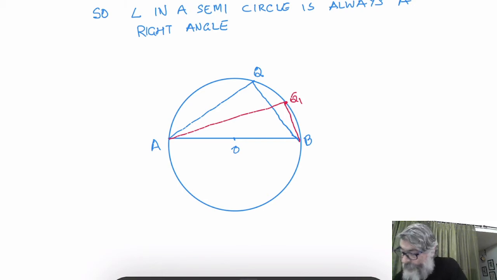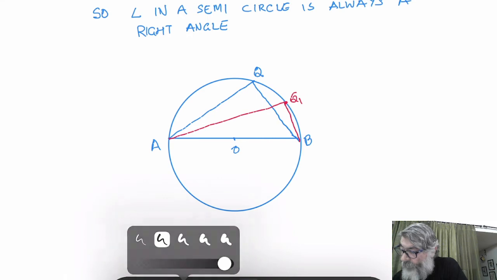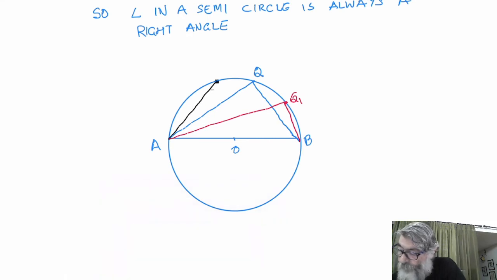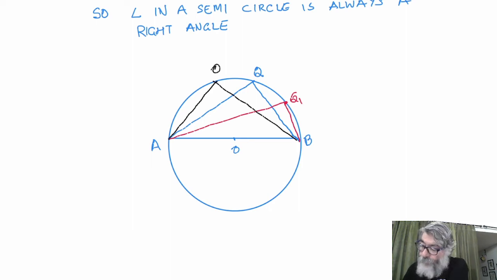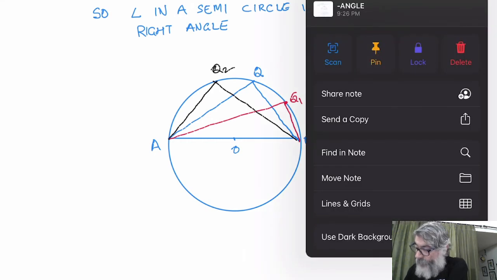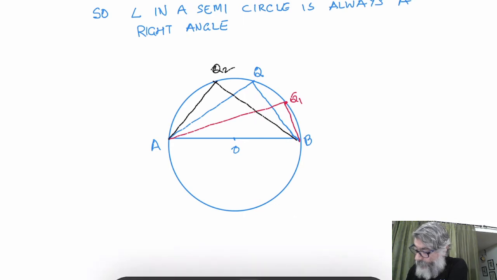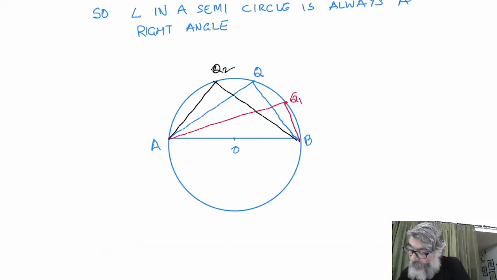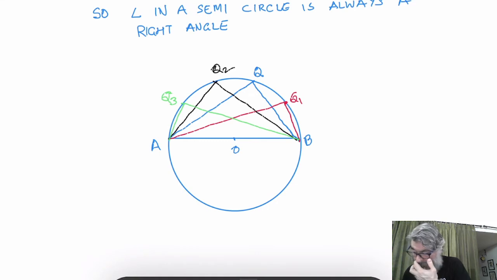I take black color and draw Q2, and let me take one more figure. Let me take green also, and make Q3.